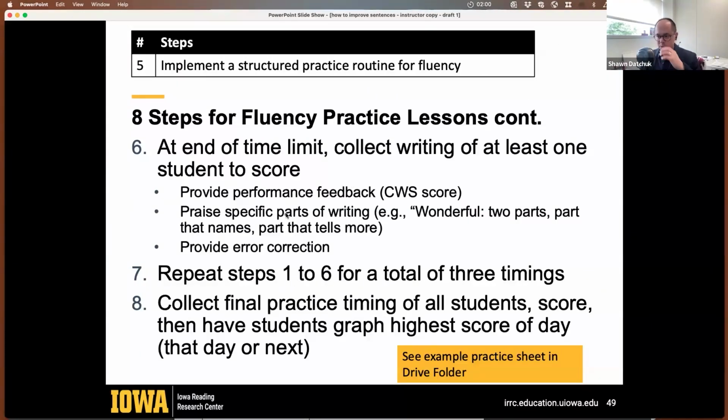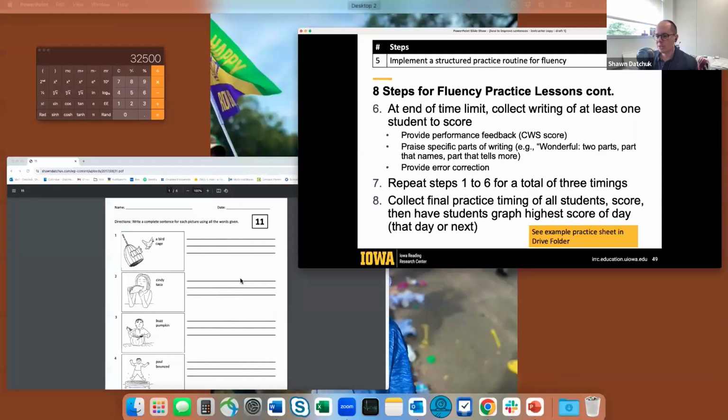So we would praise specific parts. We go, okay, remember the capital at the beginning, end mark, part that names, part that tells more. Oh, looks like you might have forgotten this one word. And then we would tell students to flip that writing over so they can't see it. And then we would repeat these steps for a brand new timing.